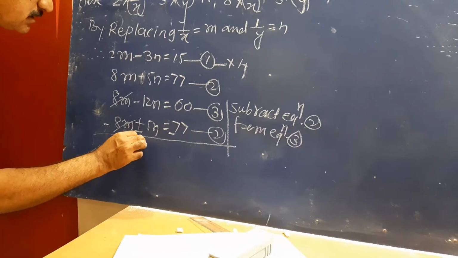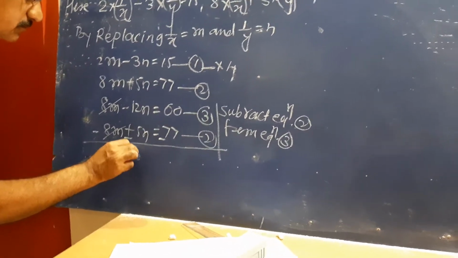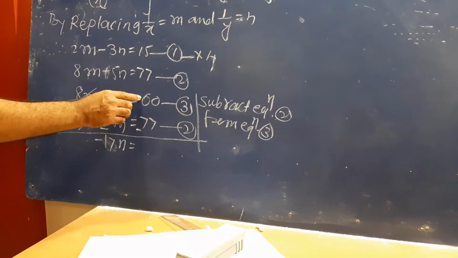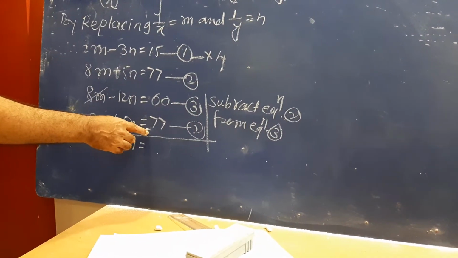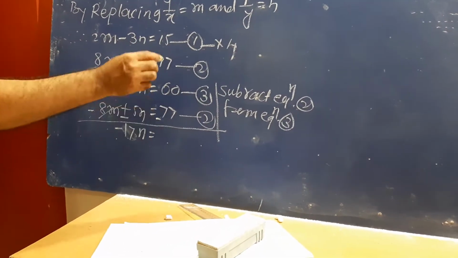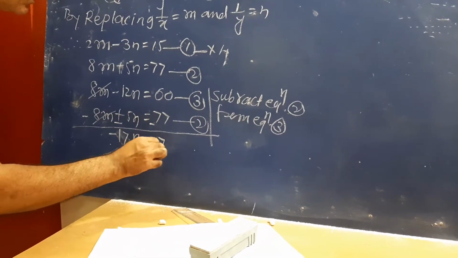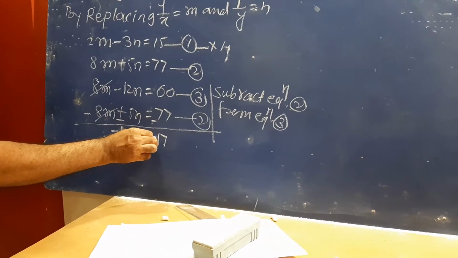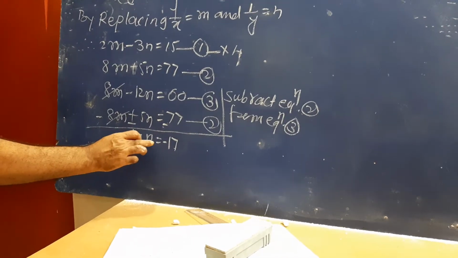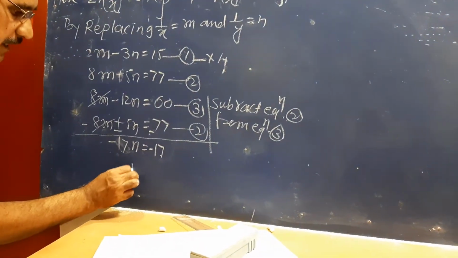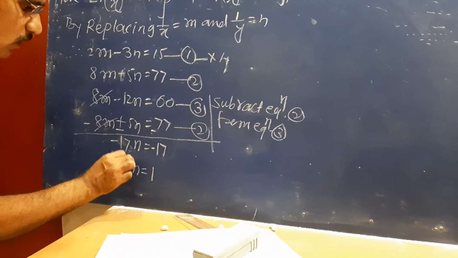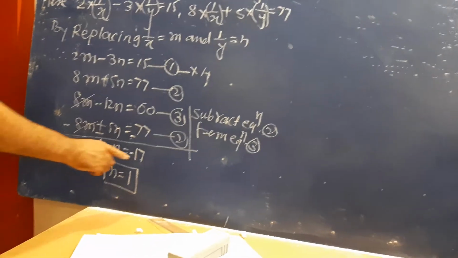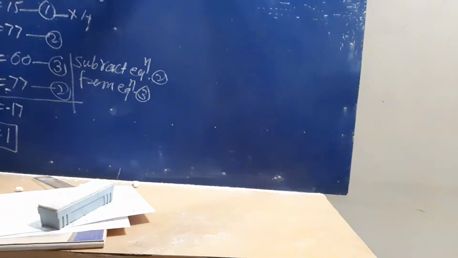Minus 17n is equal to, it is opposite sign, plus 16 minus 70. Subtract smaller number from bigger number, 17, and sign of bigger number is minus 17. Minus 17n is equal to minus 17, that is n is equal to 1. 17 ones are 17, minus minus gets cancelled.